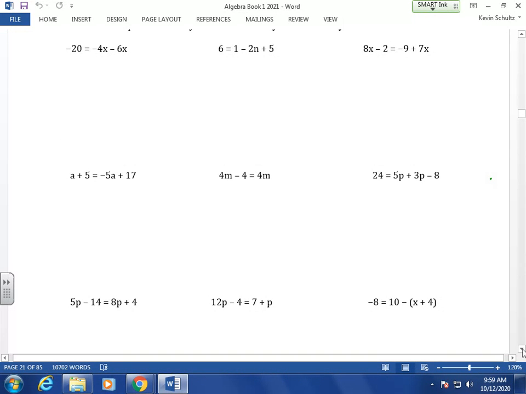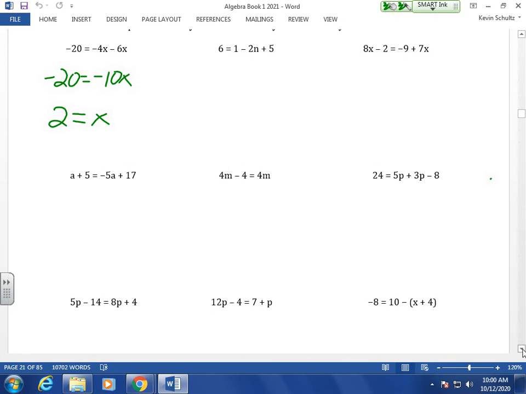Negative 20 equals negative 4x minus 6x. Two is the answer for that one. When you combine like terms, you get negative 20 equals negative 10x, negative 4 minus 6, and then divide both sides by negative 10, and we get 2 as our value for x. That one actually is simplified to be a one-step equation, even better.